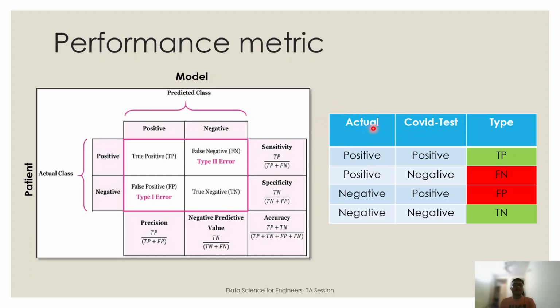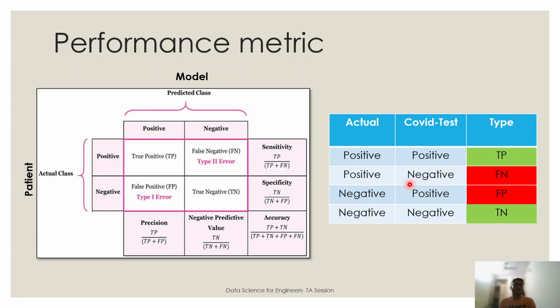So consider I am positive, and my COVID test also comes positive. It's good. That is called the true positive. That kind of combination is called true positive. Now, if you are positive, and the COVID test you did comes out negative, that is called the false negative.